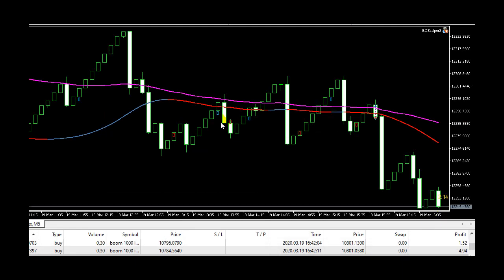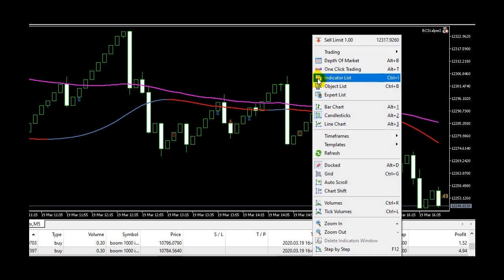So this is Crash 1000, and look at the trend. During this area, when you see it like this, look at how it was compacted together. You see what I did? Look at my EA. It was disabled. I disabled the EA on Crash 1000. How did I disable it?